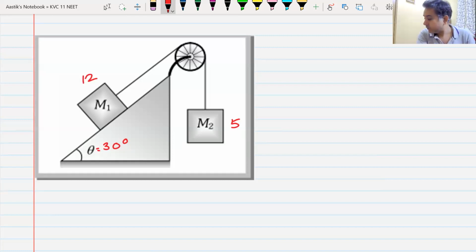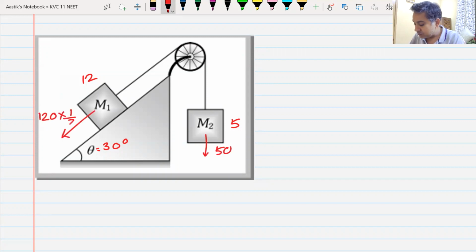M1 downwards. M1 will move downwards. That is correct. With what acceleration? 10 by 17. That looks good. How are we supposed to do this? Again, we do the same stuff. This is 50 newtons. Mg is 120. 120 into half. So the pulling force here would be 60 newtons. 60 newtons is trying to pull it from here.